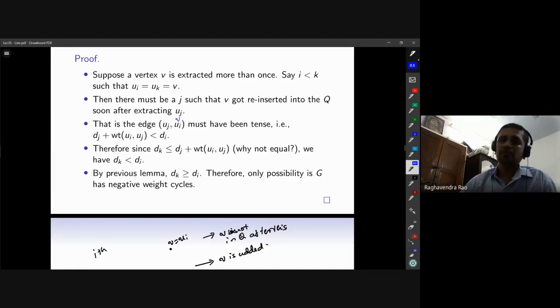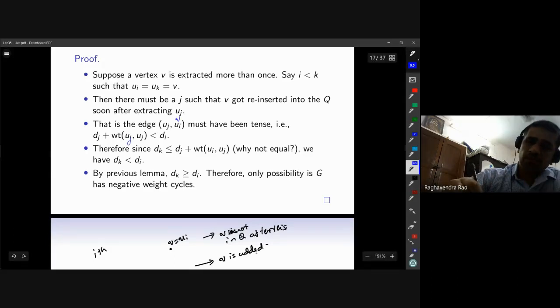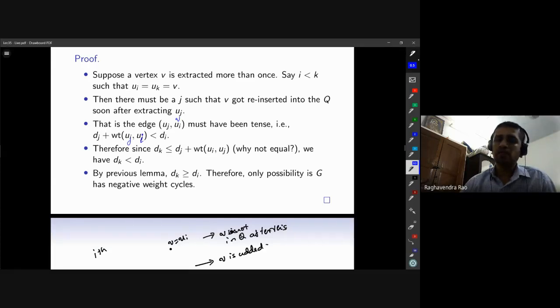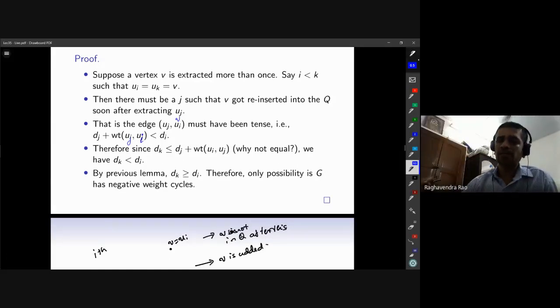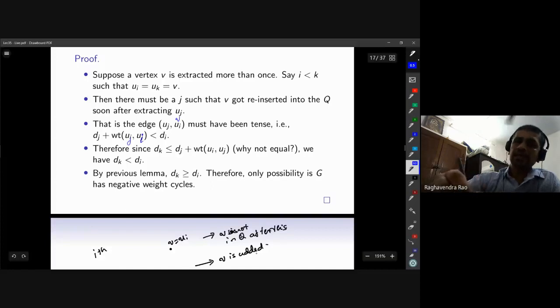So d_j plus weight of, this is the other way around, I'm sorry, u_j to u_i. d_j plus weight of u_j to u_i must be less than d_i. So hence we have inserted v_i, which is u_i, which is v. We must have reinserted the vertex v back into the queue.